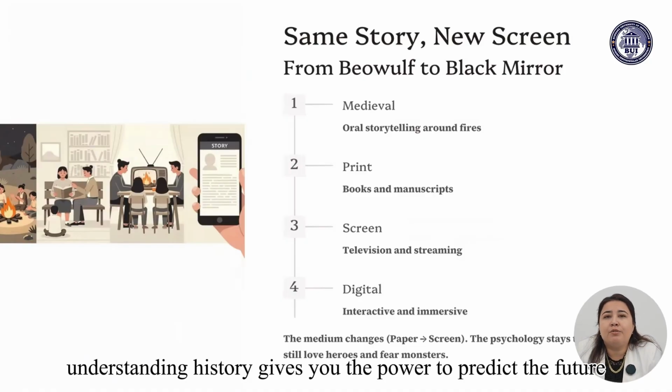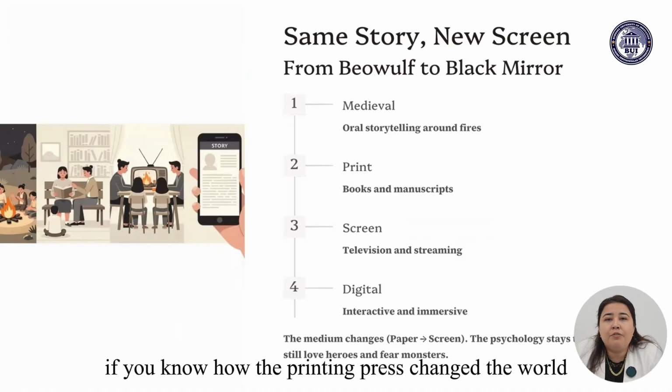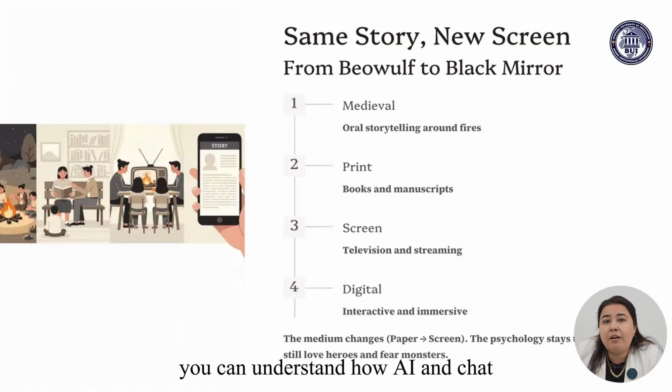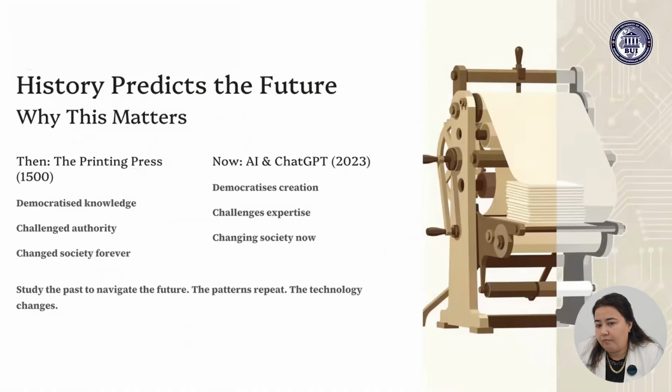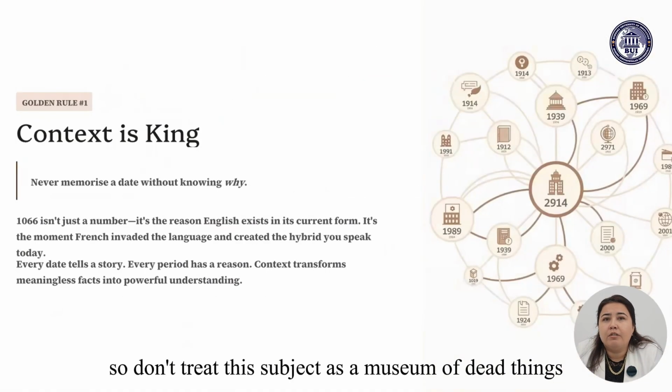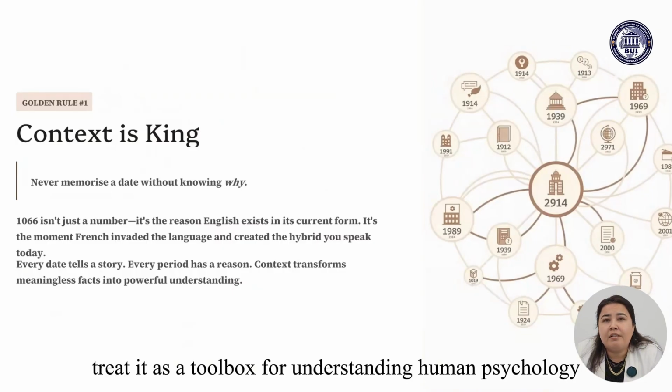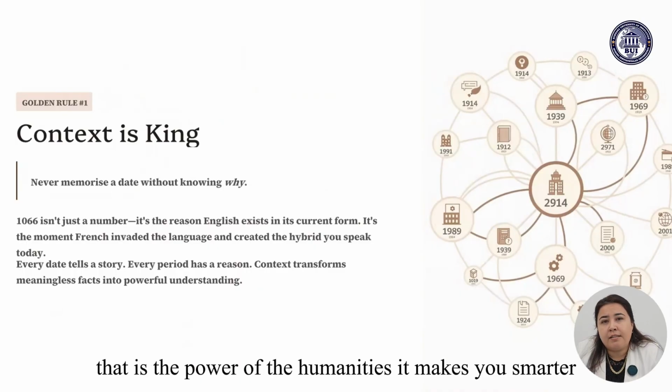Understanding history gives you the power to predict the future. If you know how the printing press changed the world, you can understand how AI and ChatGPT are changing it now. You are not just studying history, you are living in it. So don't treat this subject as a museum of dead things. Treat it as a toolbox for understanding human psychology. That is the power of the humanities. It makes you smarter.